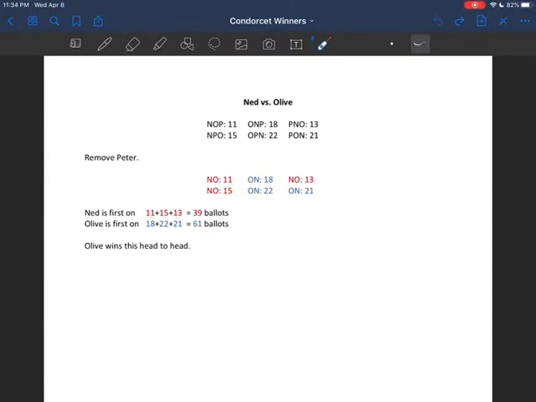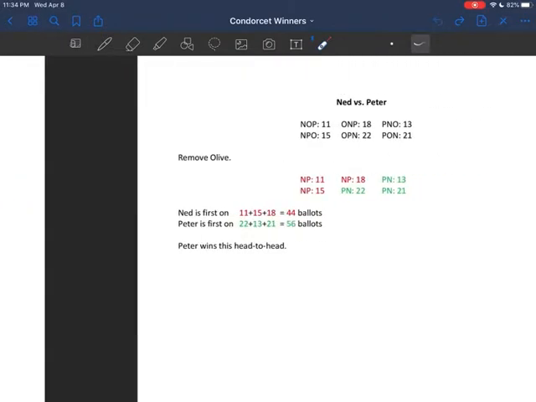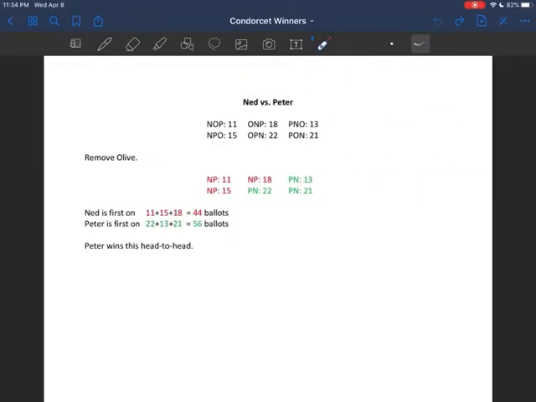So now we just have to add up how many go for each candidate. Ned is first place on 11 plus 15 plus 13, right? 11, 15, and 13. And that adds up to 39 total ballots. And Olive is first on the remaining 61. So Olive wins this head-to-head matchup. Then we go on to the next head-to-head matchup. In this case, it's Ned versus Peter.